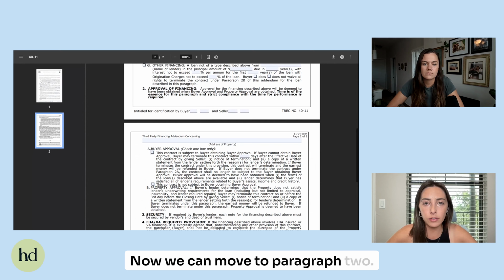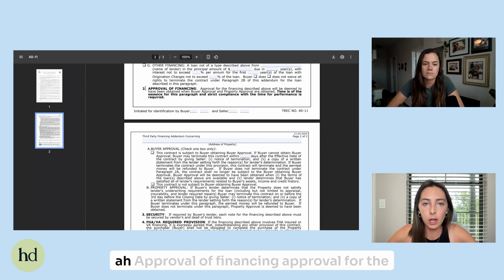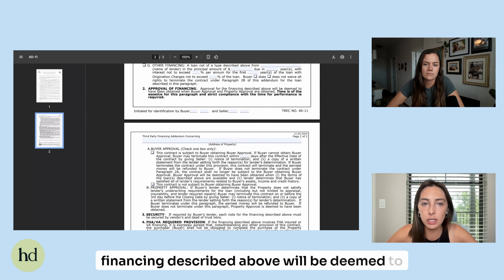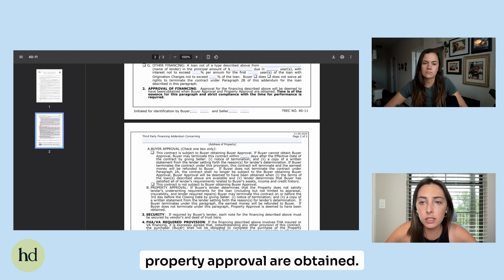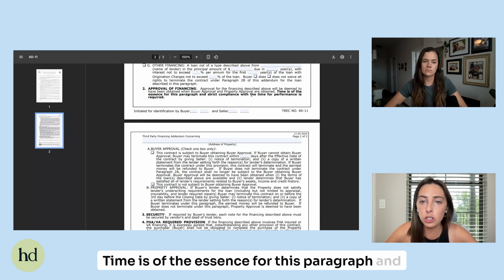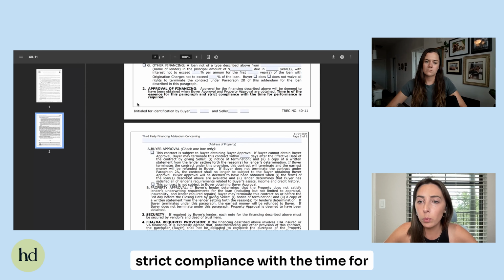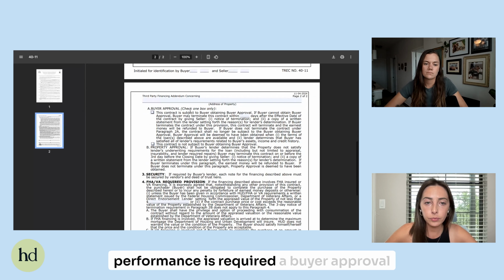Now we can move to paragraph two. Approval of financing. Approval for the financing described above will be deemed to have been obtained when buyer approval and property approval are obtained. Time is of the essence for this paragraph, and strict compliance with the time for performance is required.